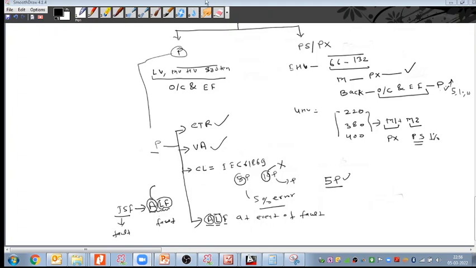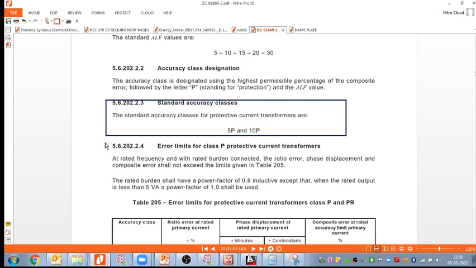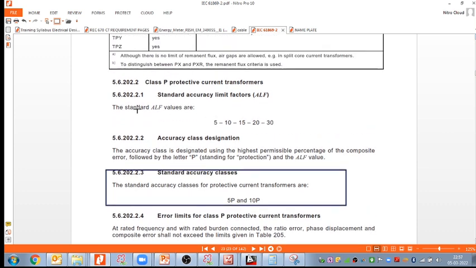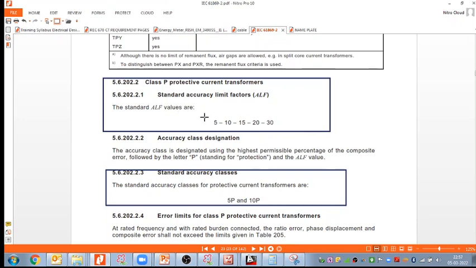Now, next, what are the parameters? As with ISF, 5 and 10 are two values available. Similarly, for ALF, what values are available as per the IEC? Let us revisit the IEC and see the available values. Class P protective current transformer standard accuracy limit factor ALF: 5, 10, 15, 20 and 30. So five options are available as per the IEC. As a design engineer, we have to select from these 5 options.